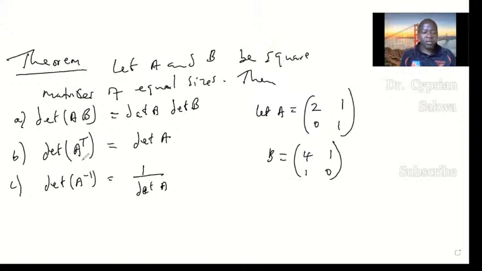And then find the transpose of A and see whether the determinant of that transpose will be the same as the determinant of A. Then also find the inverse of A and then the determinant of that inverse and see whether the result will be the same as 1 over det A. Now I just want to look at an example that will apply this theorem.